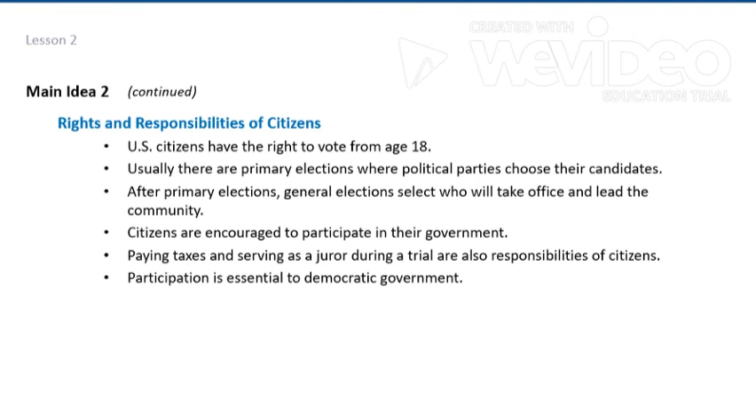Other responsibilities include paying taxes and serving on a jury. By serving on a jury, citizens help the court system resolve conflicts between people and make sure justice is carried out. Jurors decide if people are guilty and sometimes decide what a fair outcome or punishment would be. Without people participating in their government, the democratic process suffers.